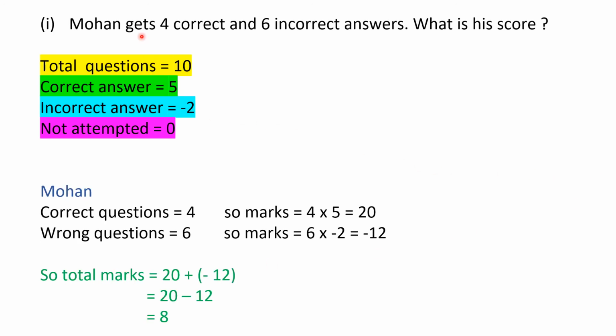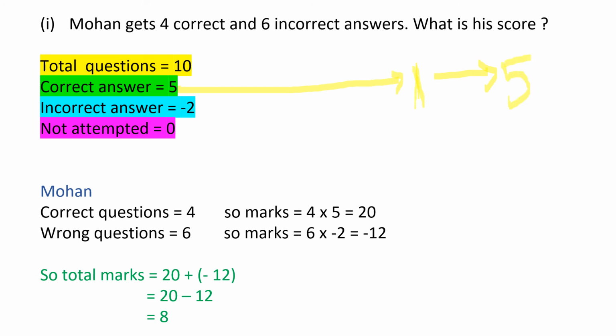The first part of the question: Mohan gets 4 correct and 6 incorrect answers. What is his score? So Mohan, how much did he get? He got 4 correct answers. Can you see 4 correct answers? So for 1 correct answer, how many marks do we get? 5 marks, right? From the question we can see 1 correct answer gets 5 marks.